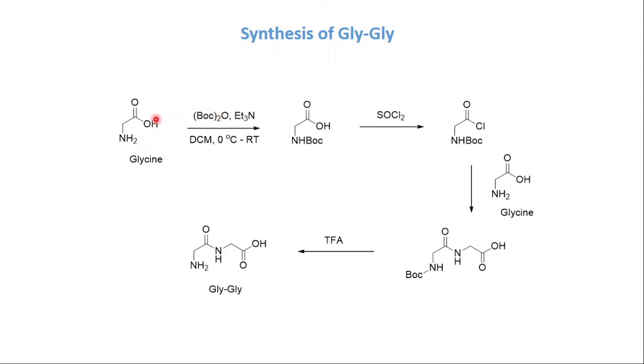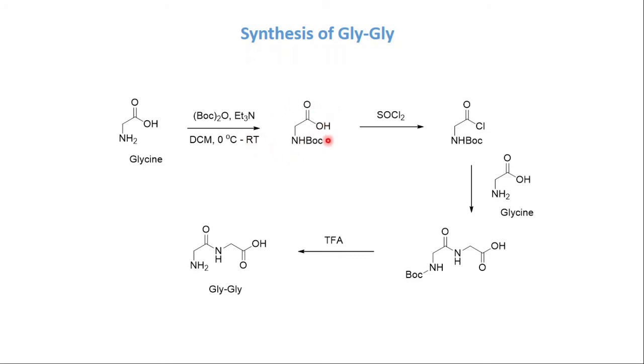Then you slowly add Boc anhydride from the top in the form of a solution, because Boc anhydride is a solid compound. You have to make a solution in DCM, or you can directly add the solid, but be careful while opening and adding, because it is a bit exothermic. Make sure you maintain the temperature at 0 degrees Celsius. Then you keep it for 15 to 20 minutes and bring it to room temperature.